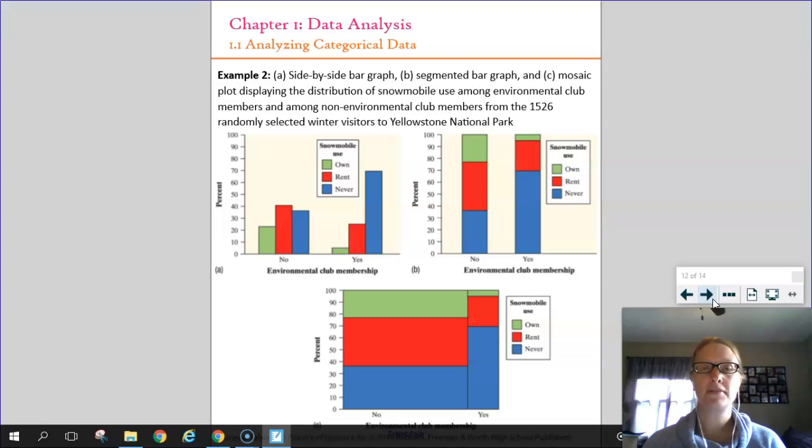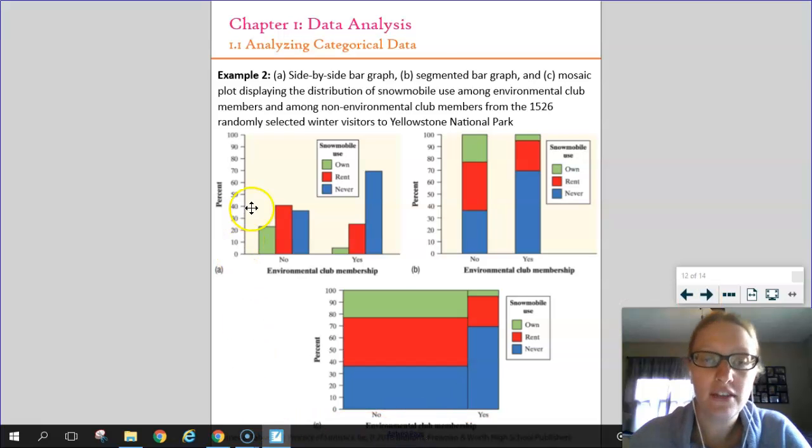So here are our visual displays. Each of these are for the distribution of snowmobile use amongst environmental club members and among non-environmental club members from the 1,526 randomly selected winter visitors to Yellowstone National Park. Notice in the first graph, the side-by-side bar graph, I see bars side by side for people who are not environmental club members. Then I also see bars side by side for people who, yes, are environmental club members.